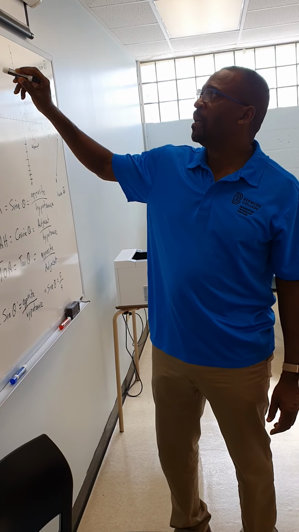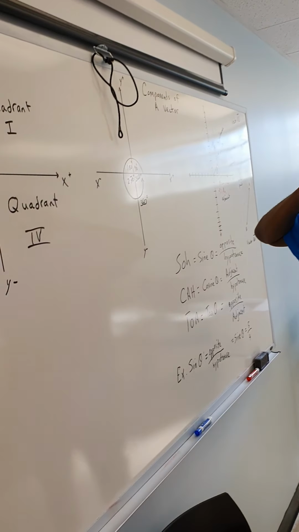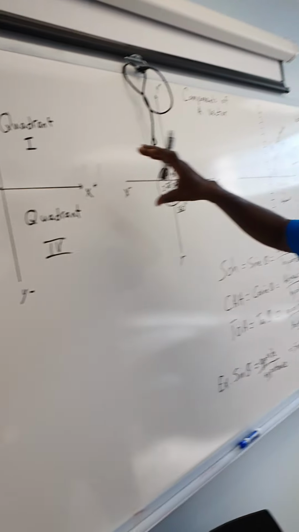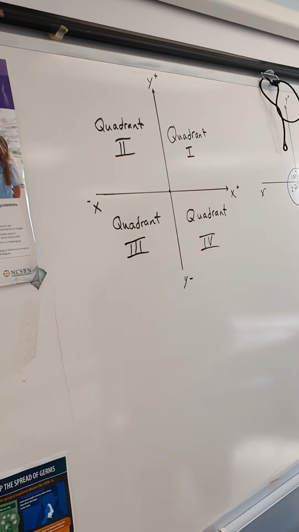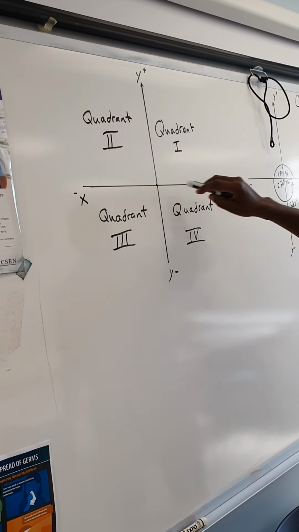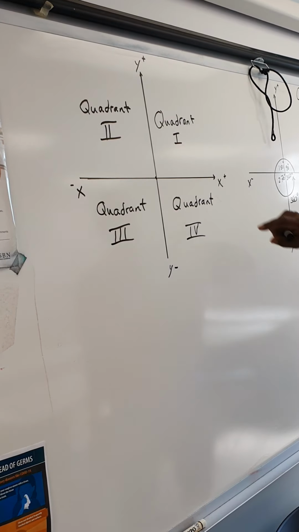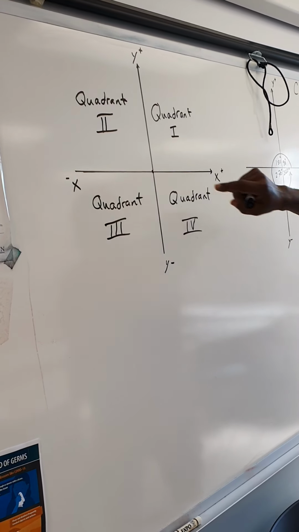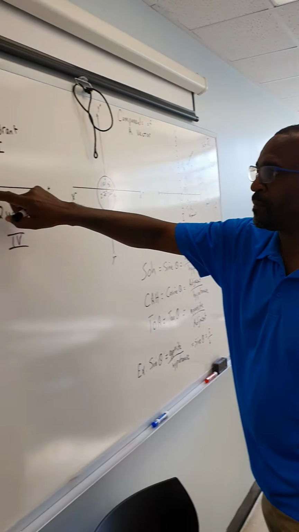Good morning, class. Today we'll be talking about components of a vector. So what we need to start with is the Cartesian coordinate system. So basically you have your x-axis and your y-axis. And this is your point of origin where they cross, the cross section.